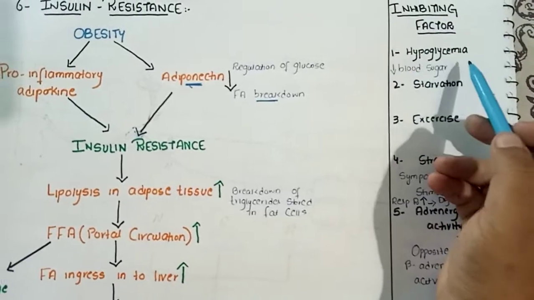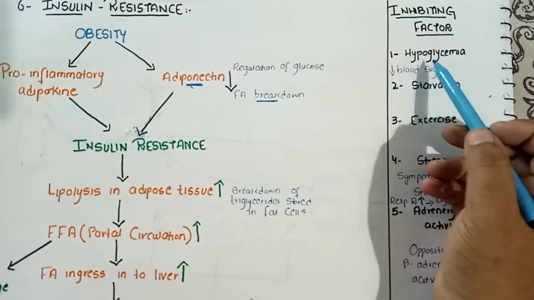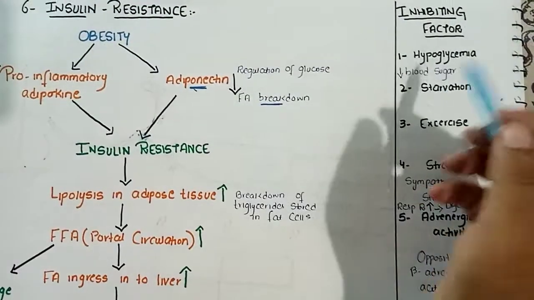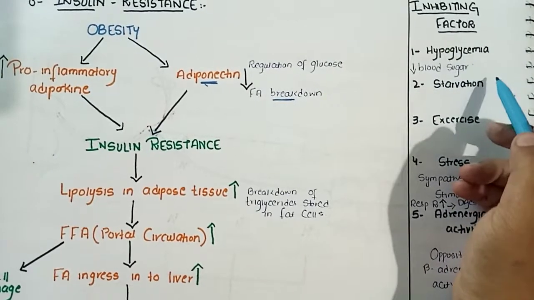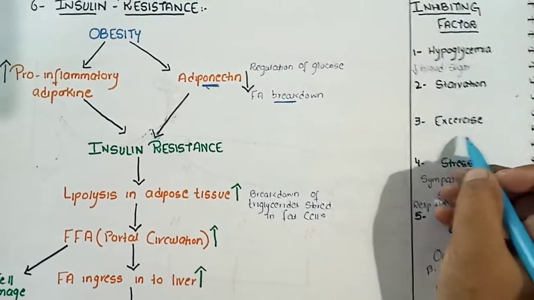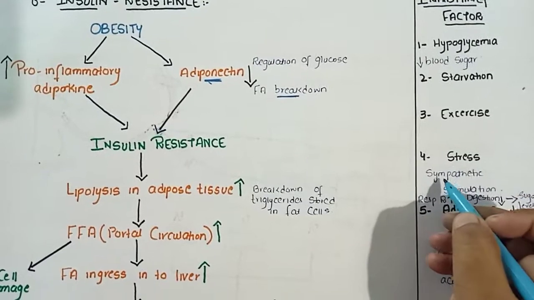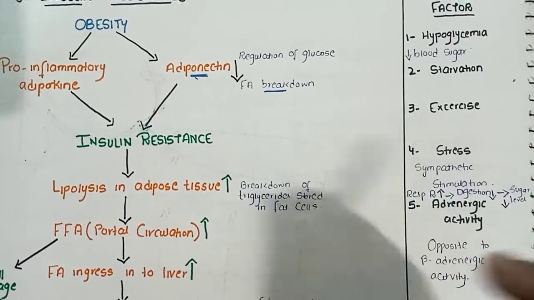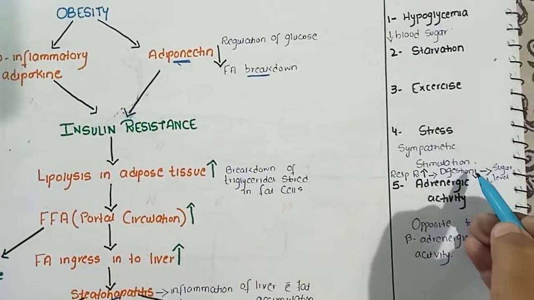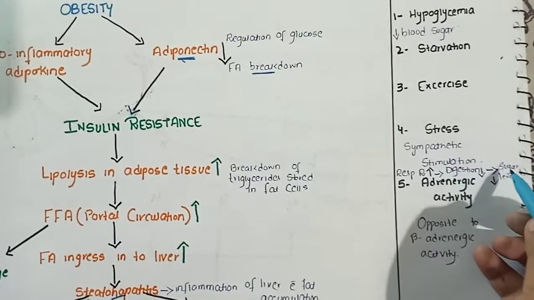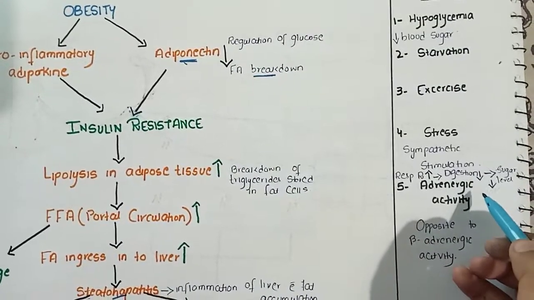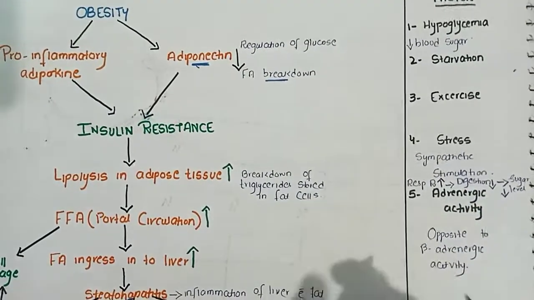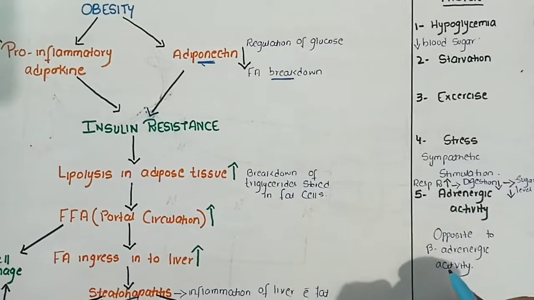The first is the hypoglycemia, and this is a condition in which there is low blood sugar, and it is opposite to the hyperglycemia. The starvation, exercise. The fourth one is the stress. Stress is basically the sympathetic condition in which the respiratory rate will be high and the digestion rate will be low. So due to the decreased digestion rate, the blood sugar level will also low, and it will cause the inhibition of the insulin. And the adrenergic activity, which is opposite to the beta adrenergic activity.